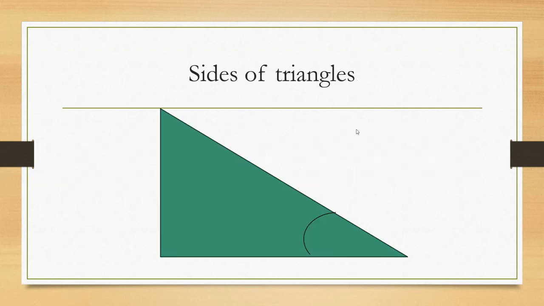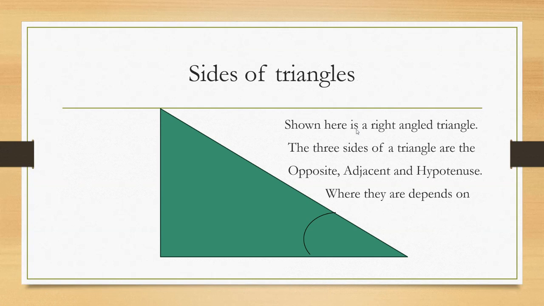Now, the sides of triangles. Shown here is a right angled triangle. If you want me to do a video going into depth of types of triangles, then again, hit the like button and subscribe. Now, the 3 sides of a triangle are called the opposite and the adjacent and the hypotenuse.